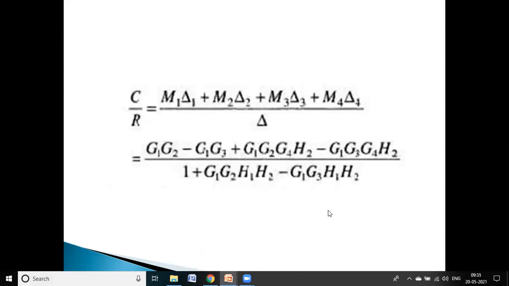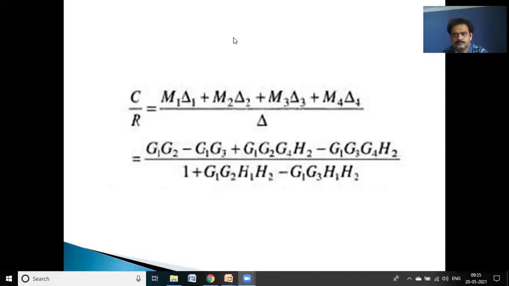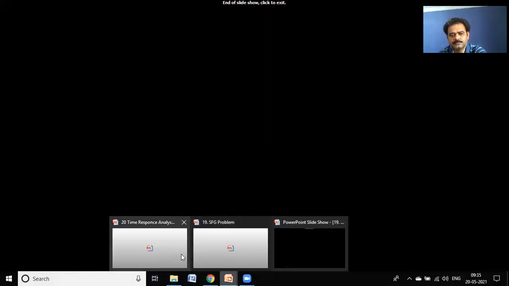Any doubts? So that completes signal flow graph. Now we are going to start the next chapter. Any doubts up to this topic? If you have any doubts, you can ask.